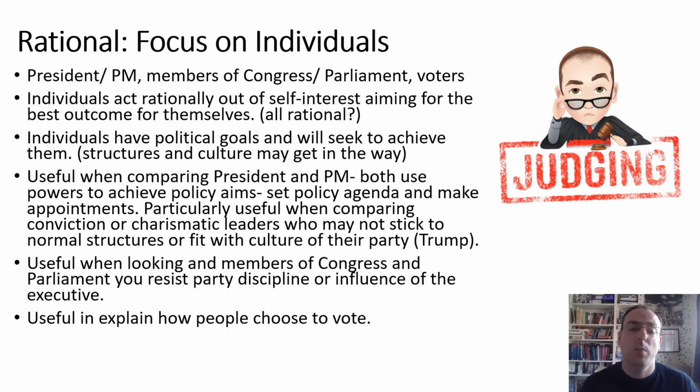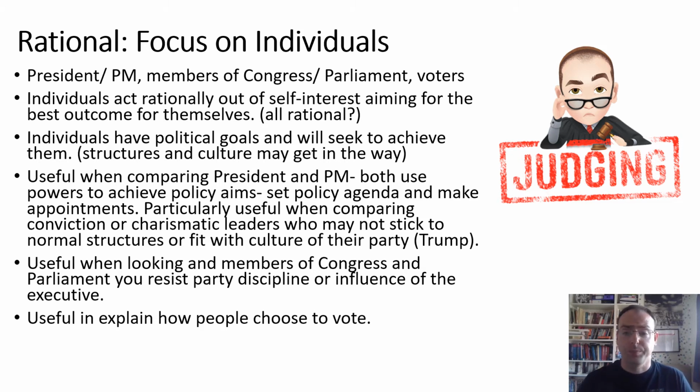It's useful when comparing prime ministers and presidents. They both use their powers to achieve policy aims. They both set the policy agenda in the country, and they both have the power to make key appointments of other decision makers. So it's particularly useful if you're comparing conviction or charismatic leaders who may not stick to the normal structures or fit with the particular culture of their party. I think here particularly of Trump as a really good example of this, and Johnson, I think, might well fit into this mold as well.